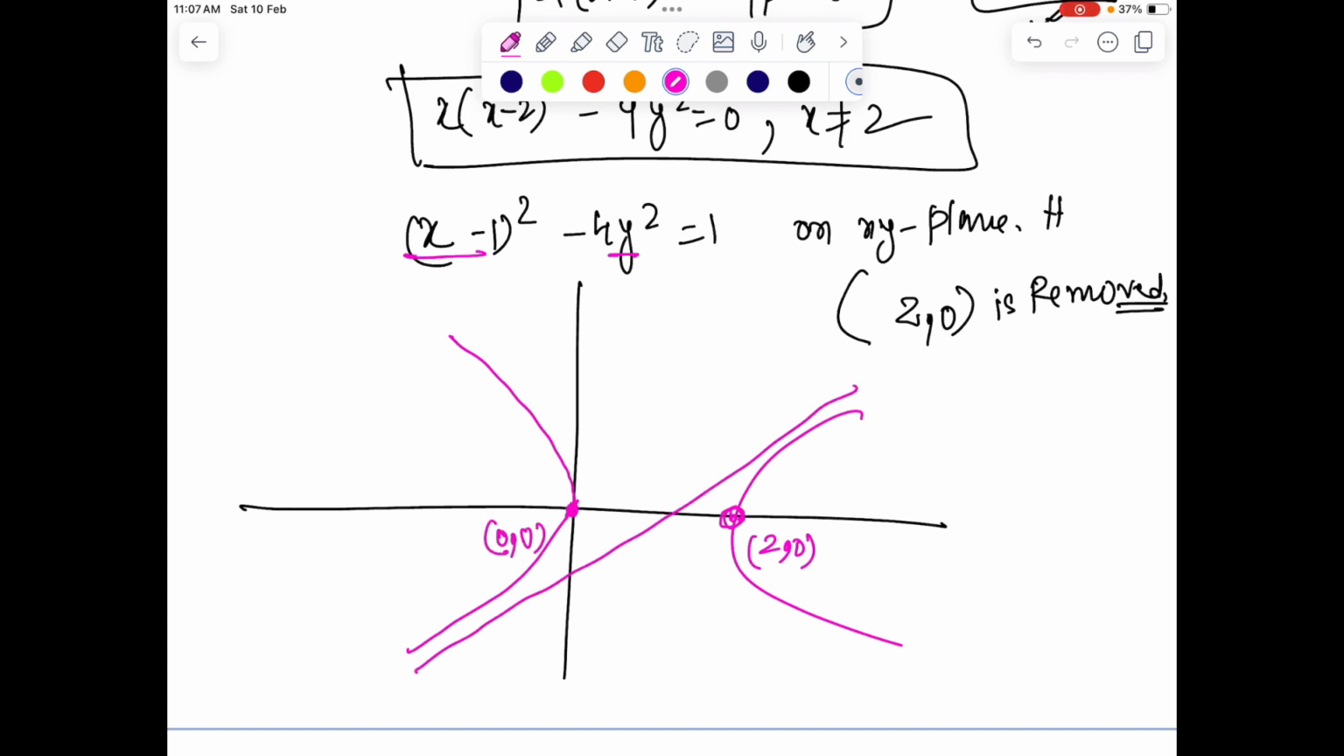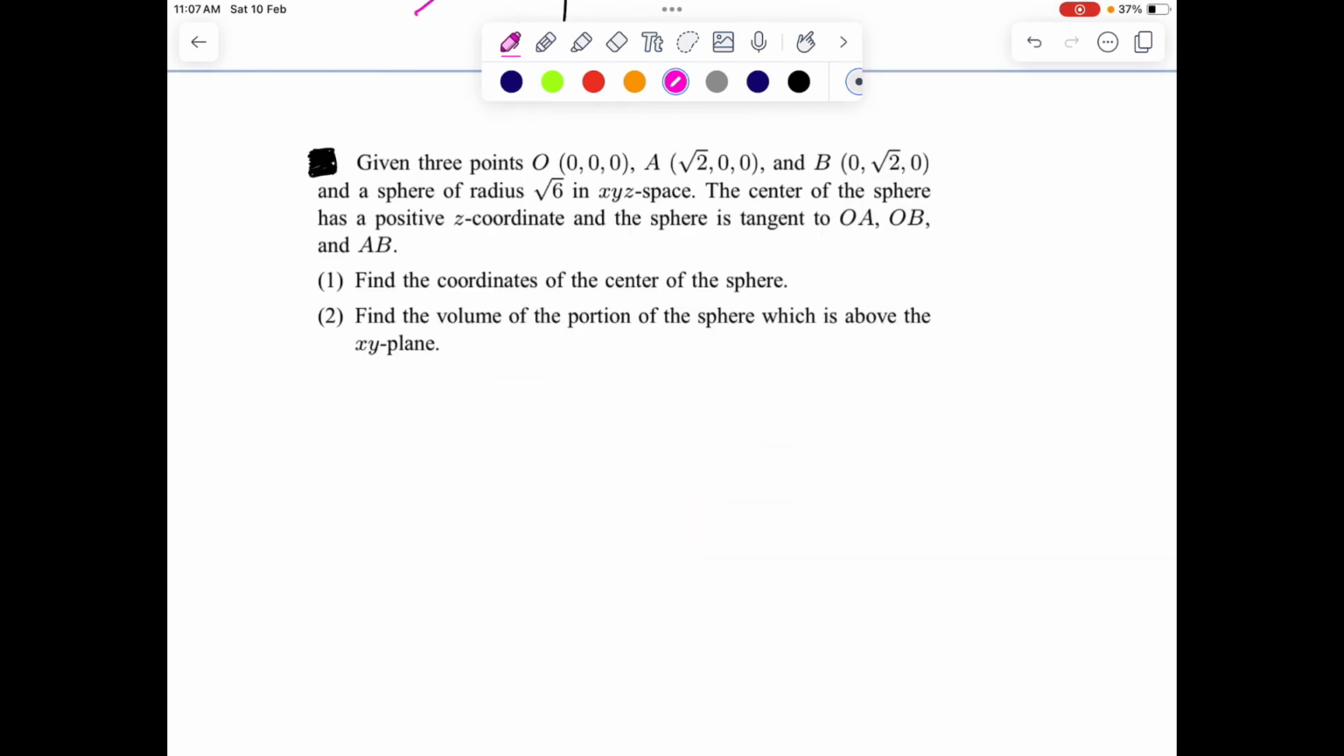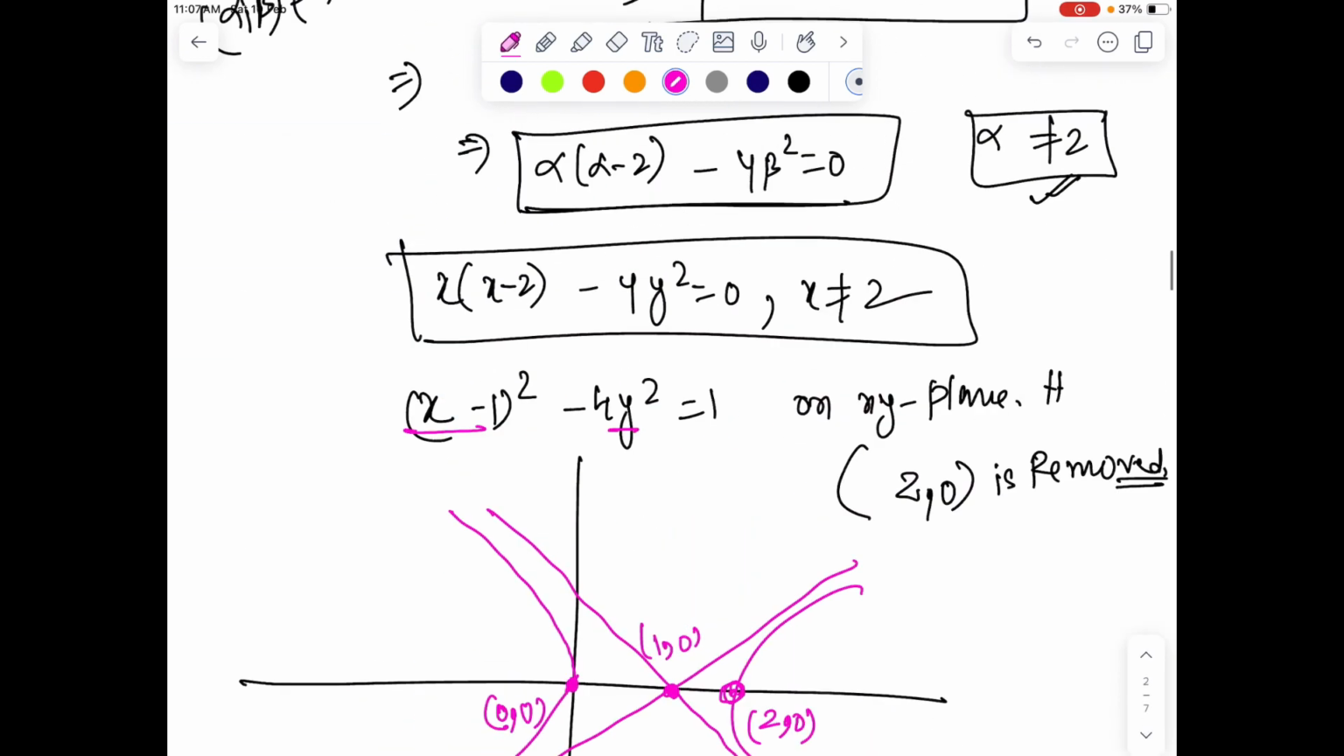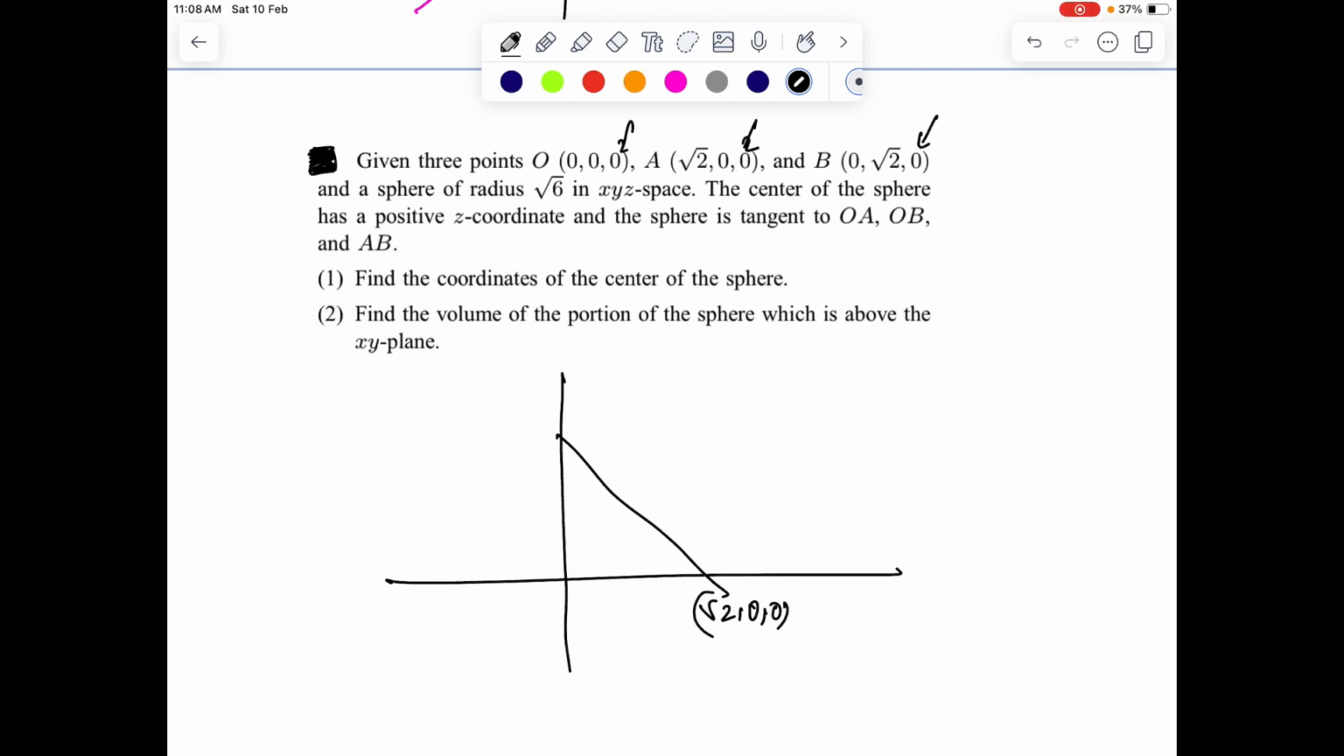And this point will be open, right? 2 comma 0 in the xy plane is coming to be a hyperbola. Let's move to the next question. As you can clearly see, for O, A, B the z coordinate is 0. So these 3 points lie on the xy plane, and it's easy to plot them.